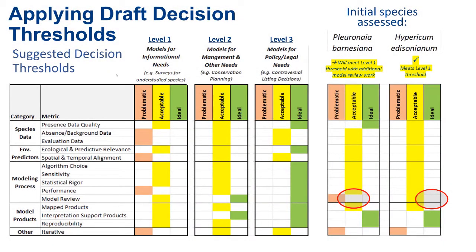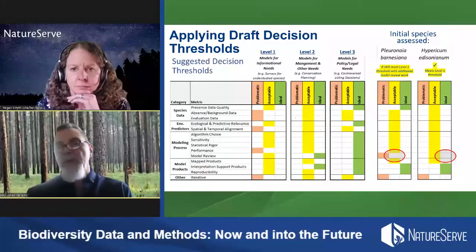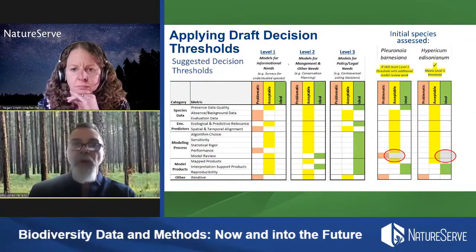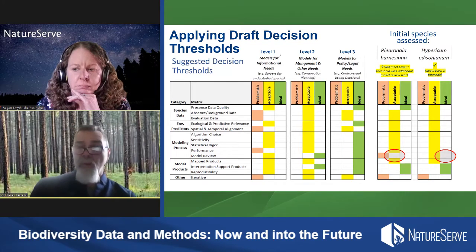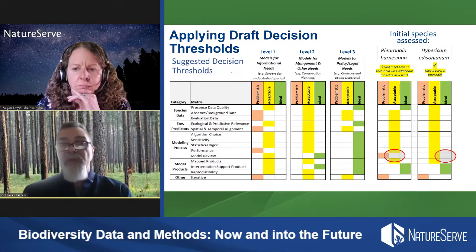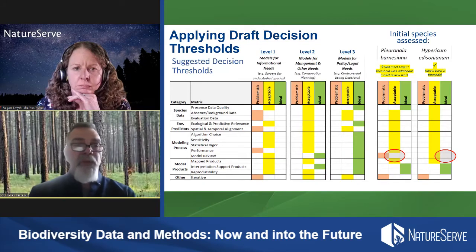Level one, this first species doesn't meet level one because it hasn't had enough review. The second species meets level one, but it could meet level two if it had more review. So we're using this as a way not only to look at how good the model is for a particular decision, but what it is we need to focus on to improve that model? For most species, especially in the MOBI models, it's really just about more review.